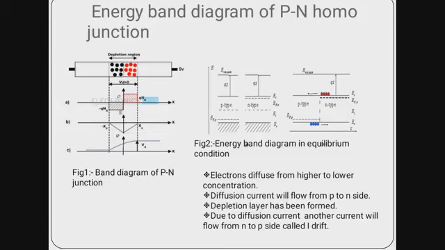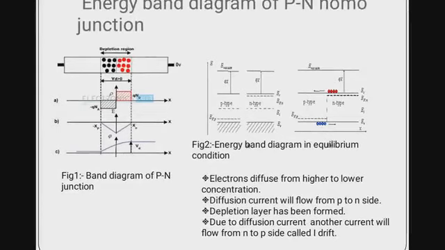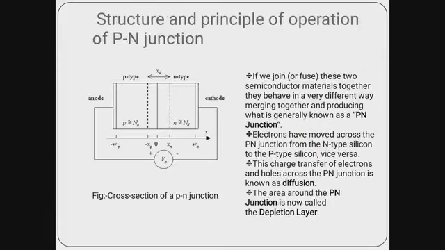Here in this diagram, suppose this one is the p-type bead and this one is the n-type bead. The depletion layer has been formed, and how does it form? I have described it in the previous slide.